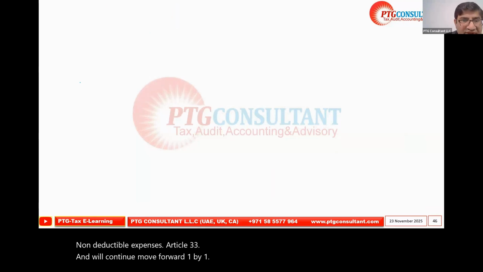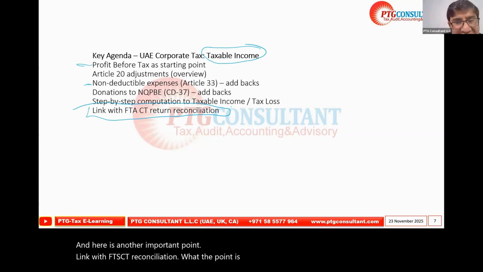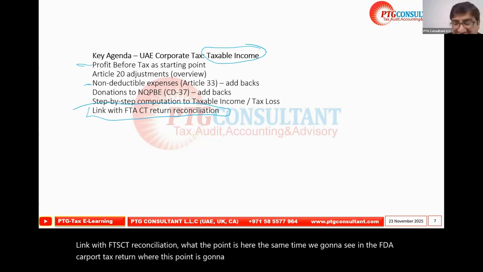And here is another important point: link with FTA city reconciliation. The point here is that at the same time we are going to see in the FTA corporate tax return where this point is going to be added or impacting, and why we need to understand and learn this part.